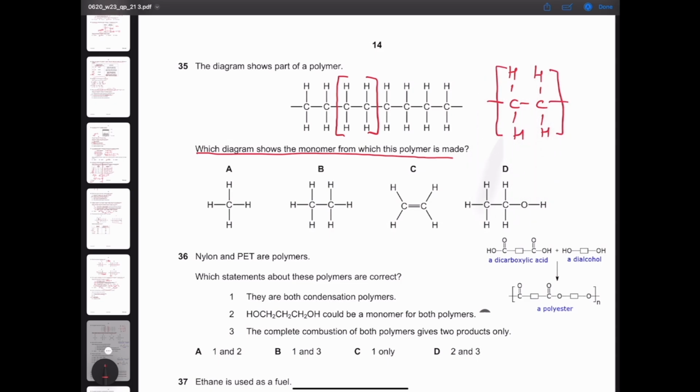Repeating part of polymer, if they were asking you, your answer should have been this. But they're asking you even simpler, which is monomer. So these bonds that you have drawn, you have to remove them and put a double bond in between. So the answer should be C.